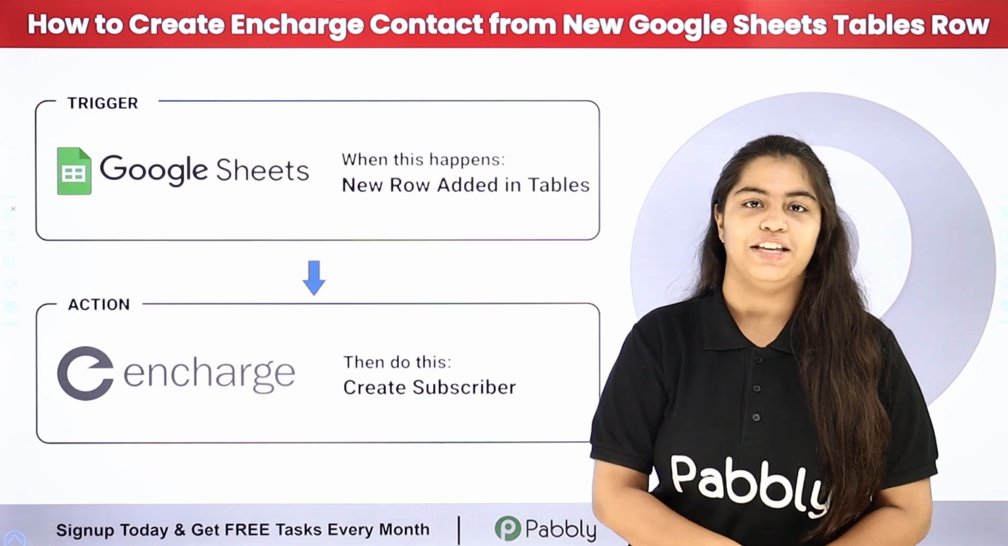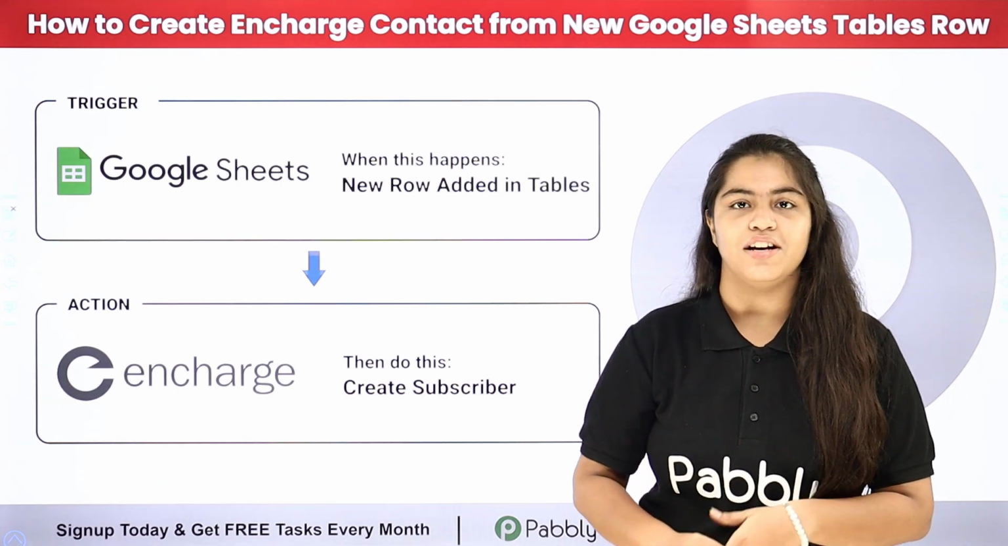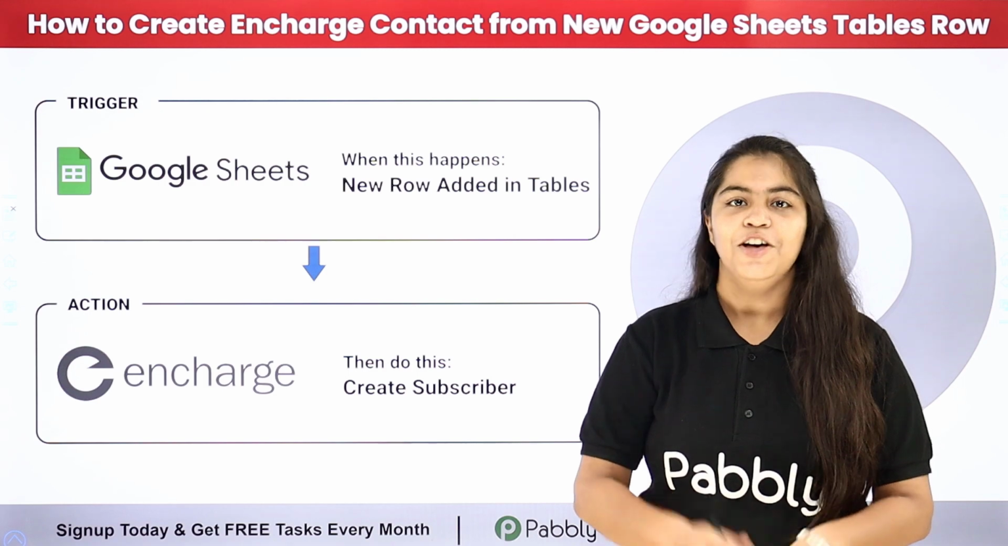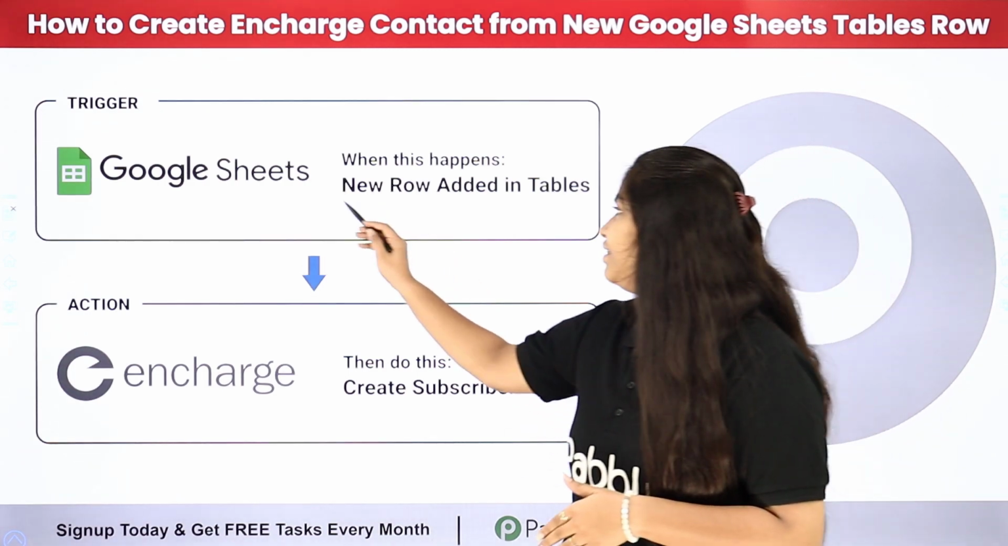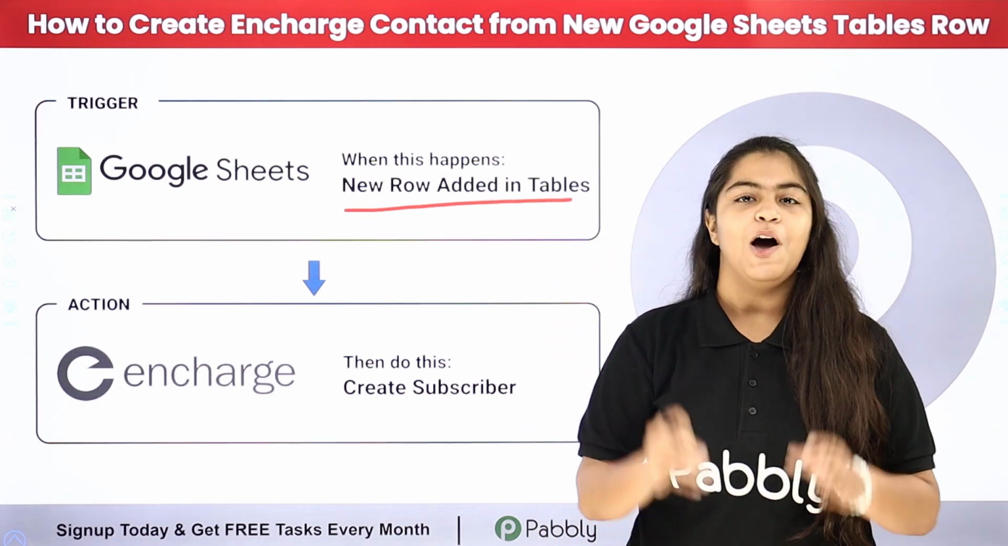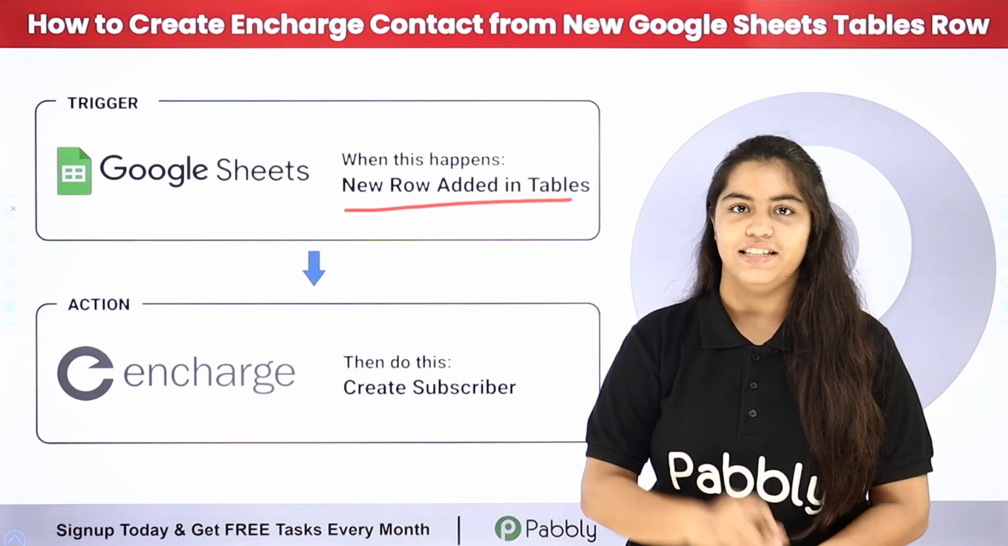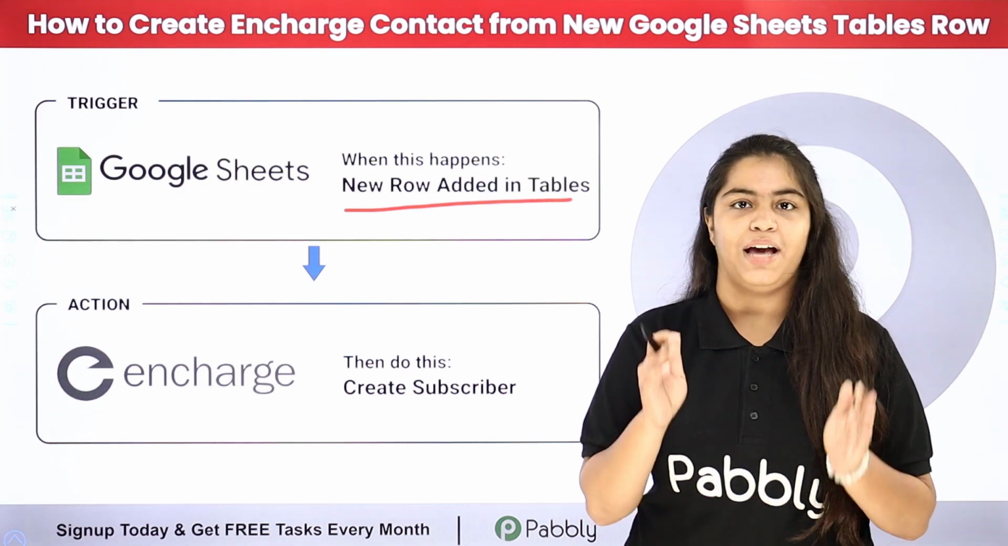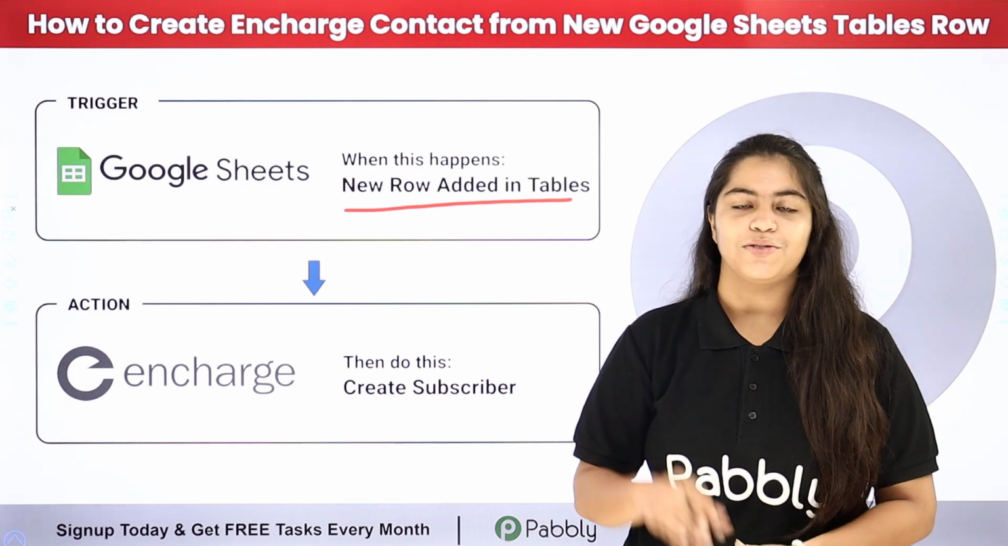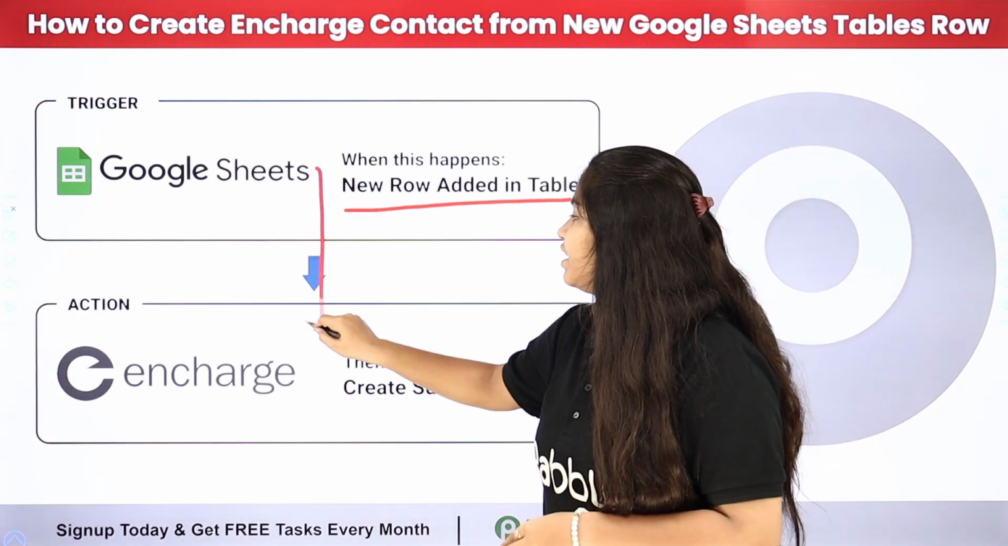I'm running a marketing agency and we collect the potential customers data in our Google Sheets table. So what I want is that as soon as I add the new lead data in my Google Sheets table, automatically with the help of the same details, a new contact should be created in my Encharge too. For this, we are going to create a connection between Google Sheets and Encharge.